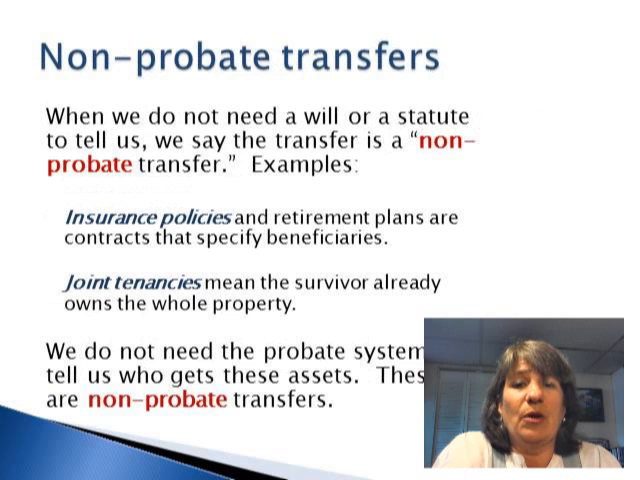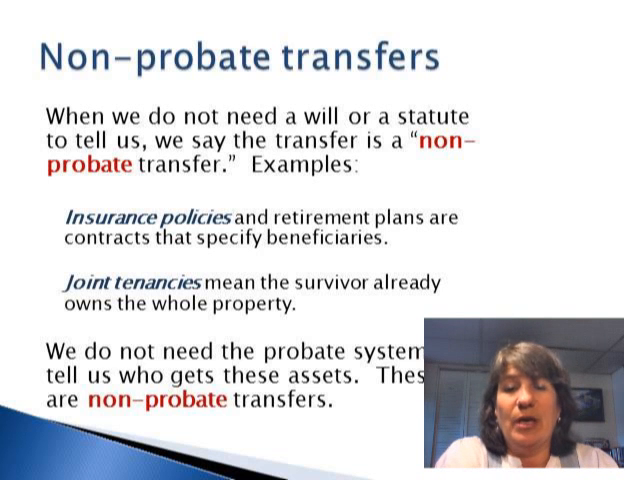Okay, when we don't need a will or a statute, because we have a document that tells us who gets what, or we have a kind of title that tells us who gets it, we say that's a non-probate transfer. So, for example, insurance policies and retirement plans are contracts, either between the insured and an insurance company, or between an employee and an employer's retirement plan. Those are contracts. They specify what happens during life when money is going into the plan, and then they specify what happens when the insured person or the employee dies. And it's all just part of the contractual terms.